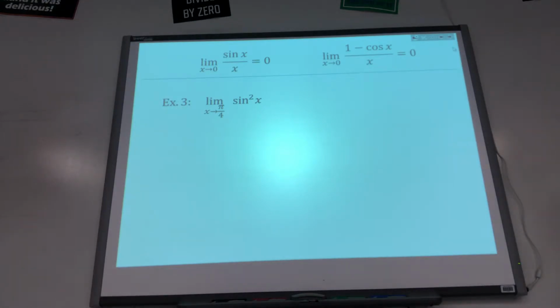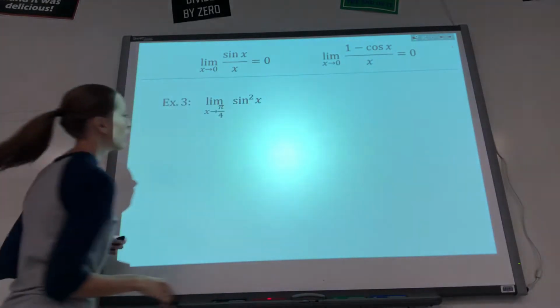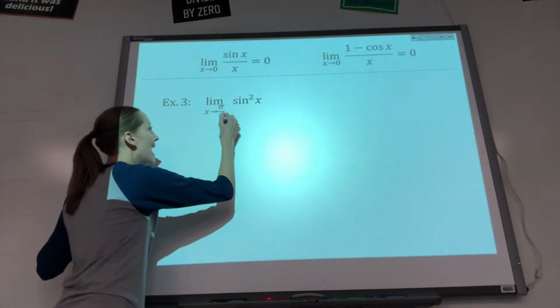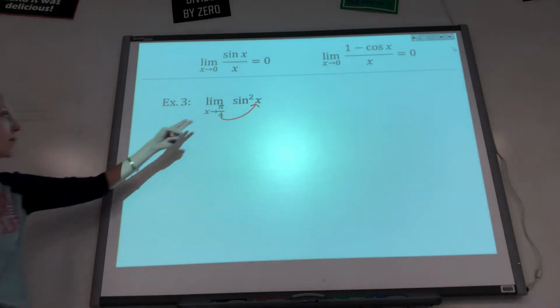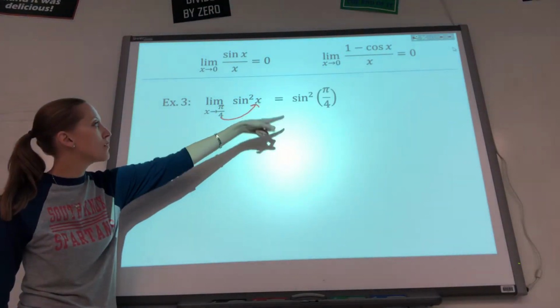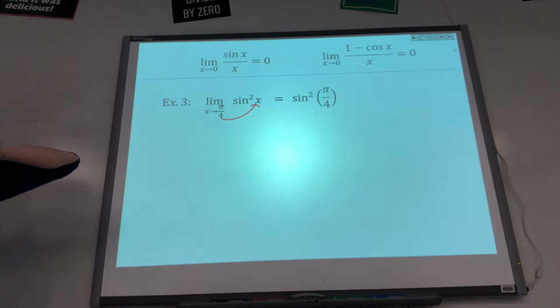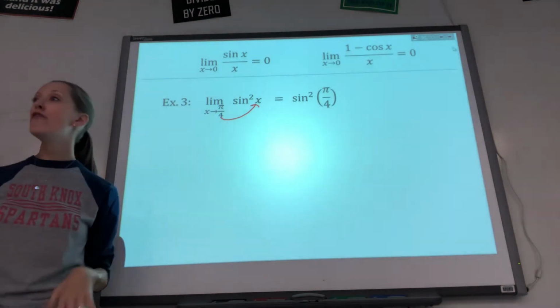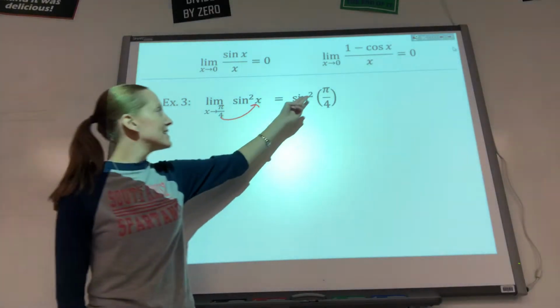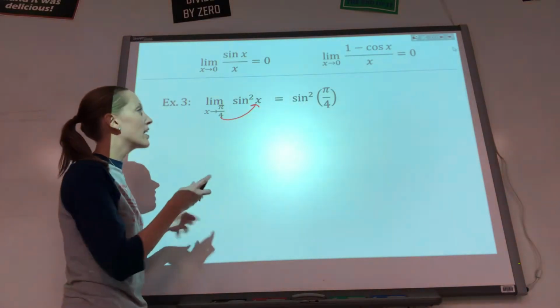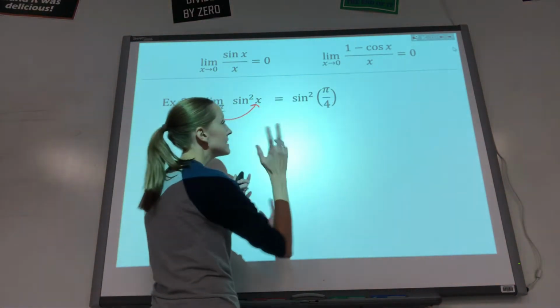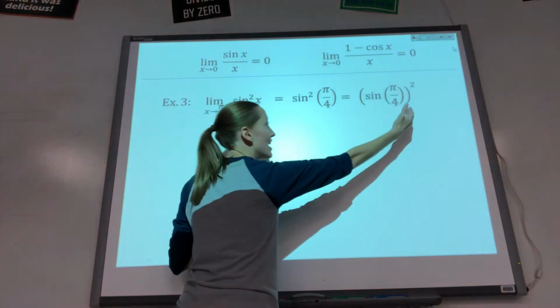Well, direct substitution did not work with the first 2, but this doesn't have a fraction in it or anything, so I may actually try to do the direct substitution right off the bat. If I put a pi over 4 right there for x, it's going to say sine squared of pi over 4.